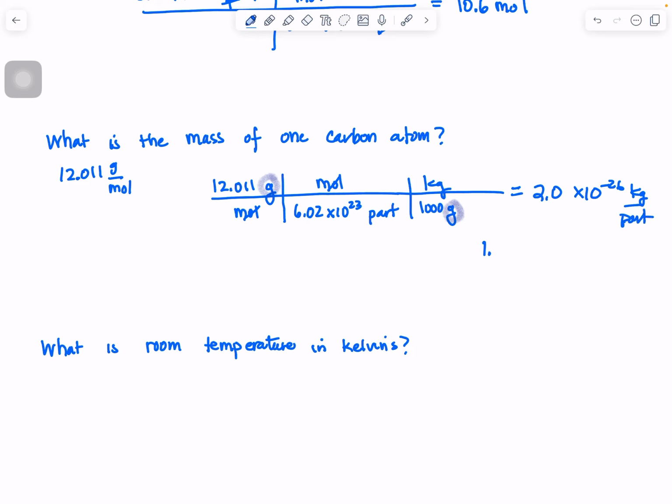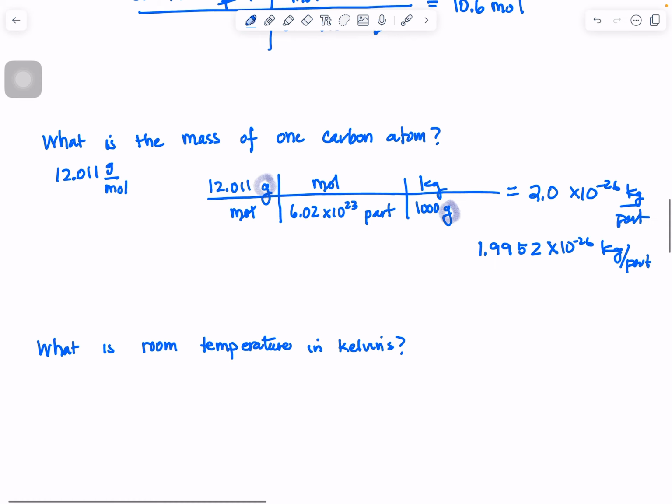If you don't want to round, the number that I actually got was 1.9952, which would probably be the proper way. And again, if you were going to plug that into Positive Physics, I don't know if he would want you to round, but you would do E minus 26.